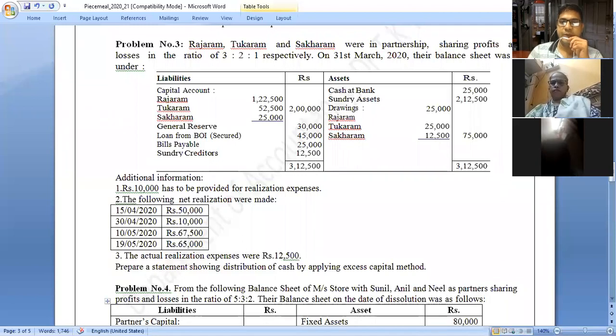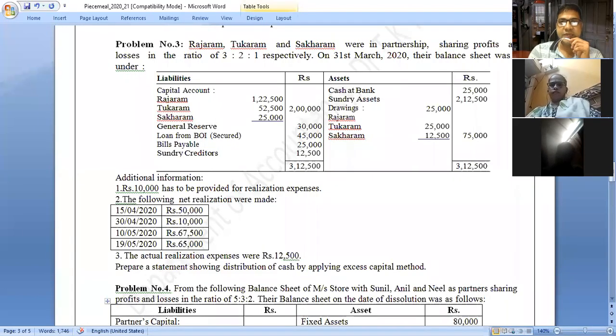Share is divided by the total of the profit sharing ratio. Profit sharing ratio 3 is to 2 is to 1. The total will be 6. The share of the general reserves is 10,000 for Tukaram and 5,000 for Sakaram. Then after that, total: 1,22,500 less 25,000 and add 15,000. The total adjusted capital of Rajaram is 1,12,500, Tukaram 37,500 and Sakaram 17,500. I hope you understood how we will calculate adjusted capital.